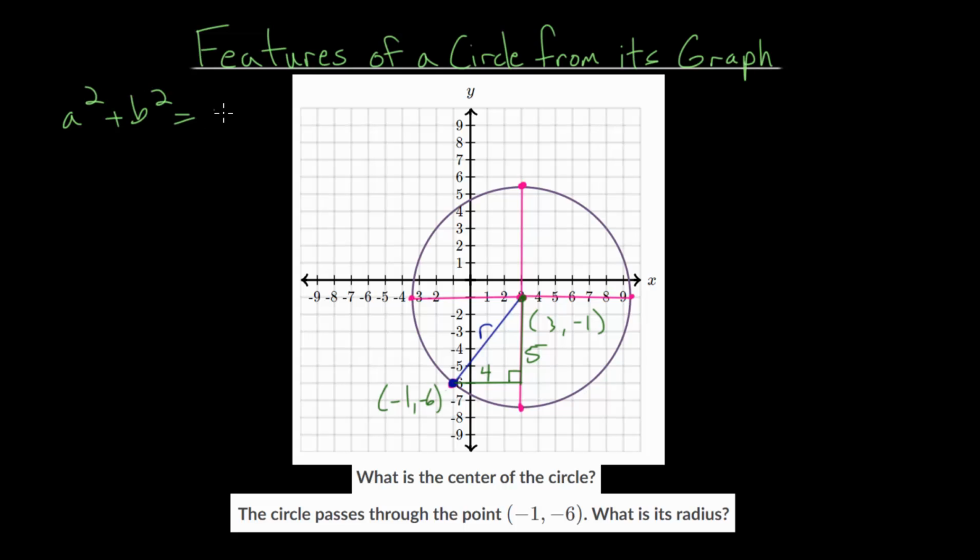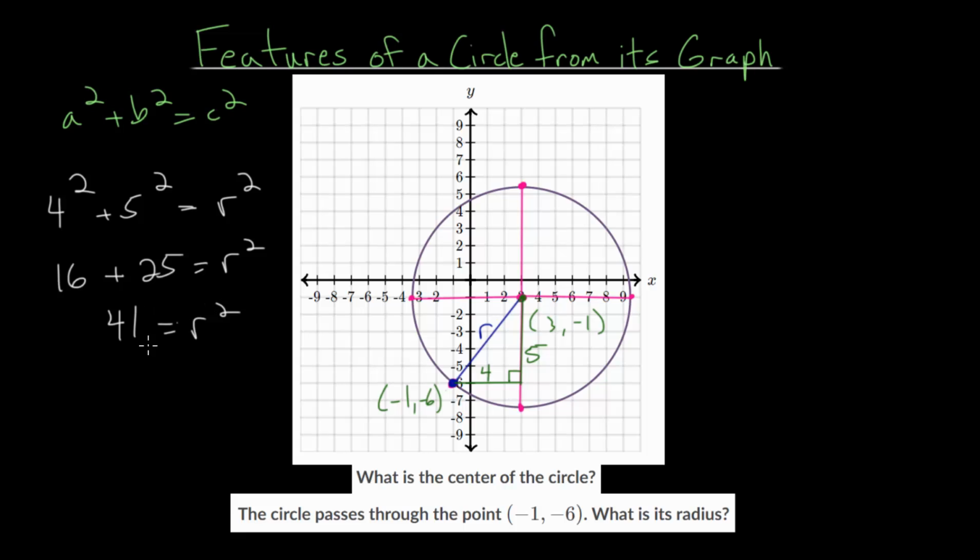So let's use our Pythagorean theorem. a squared plus b squared is equal to c squared, where a and b are the legs, and c is the hypotenuse. So plugging those in, we get 4 squared plus 5 squared is equal to r squared. And 4 squared is just 16. 5 squared, 5 times 5, is 25. And adding those together, we get 41. And to solve for r, we take the square root of each side. So the square root of 41 is equal to our radius.